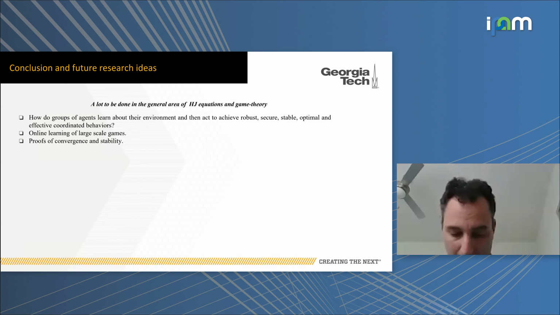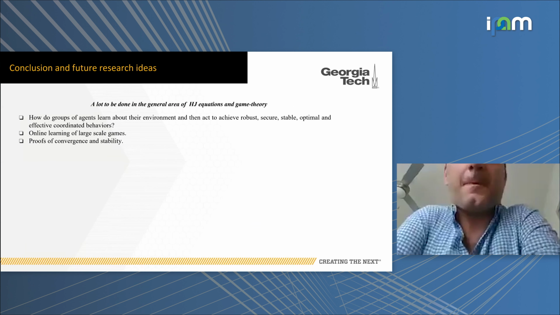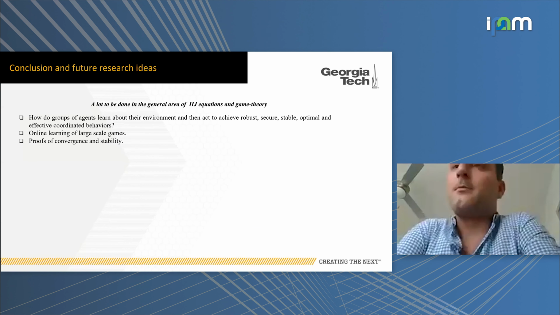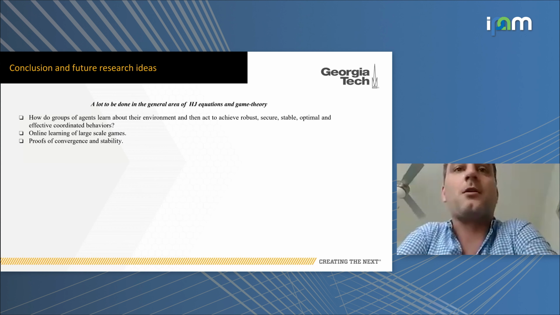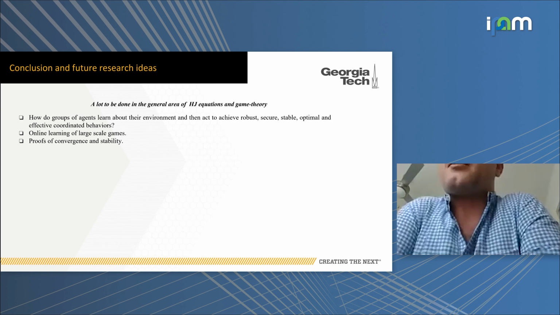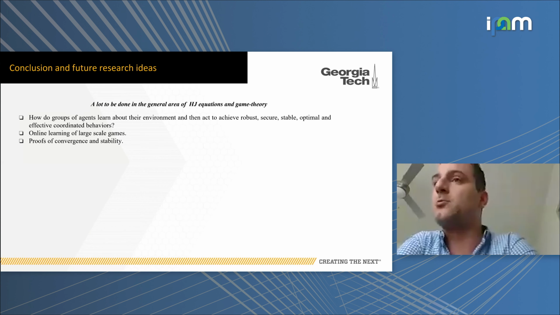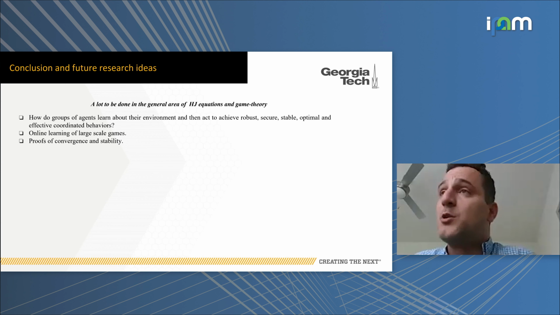So, yeah, and then to conclude, I think right on time, okay. This is some part of our research that we work on: how do groups of agents learn about the environment and then act to achieve robust, secure, stable, optimal, and effective coordinated behaviors. We provide these mechanisms for online learning of large-scale games. We prove that everything converges and everything is stable.